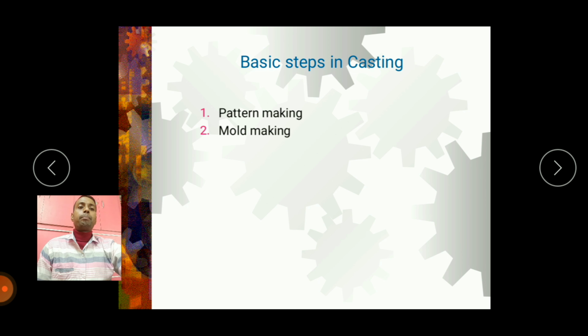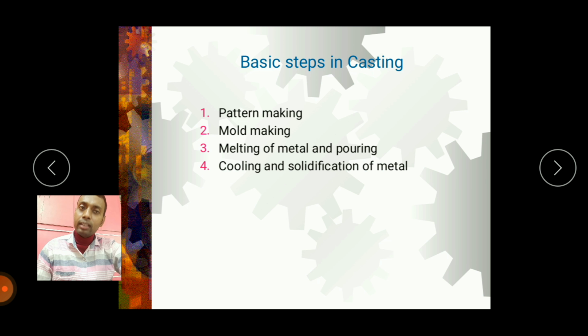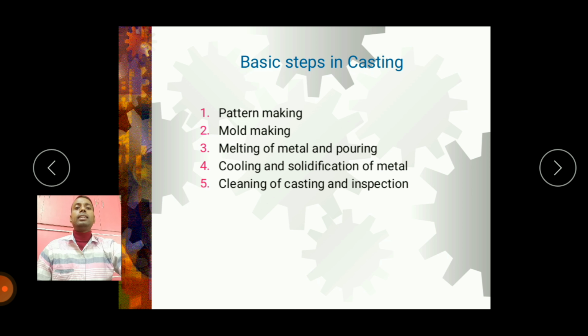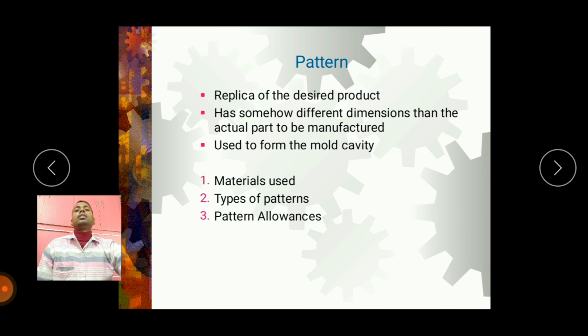So what are the basic steps? First step is pattern making, then mold making, then melting the metal and pouring, then cooling and solidification of the metal, then cleaning of the casting and inspection. Then I discuss pattern. This is basically a replica of the desired product. A pattern is a replica of a part to be cast and is used to prepare the mold cavity. It has somewhat different dimensions than the actual part to be manufactured because some allowances will be there. It is used to form the mold cavity.